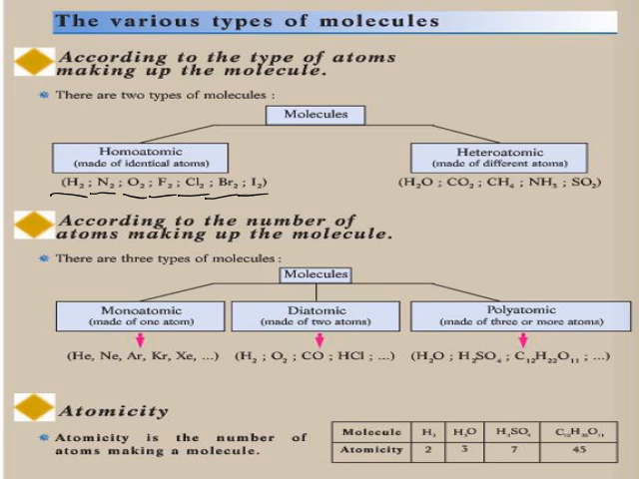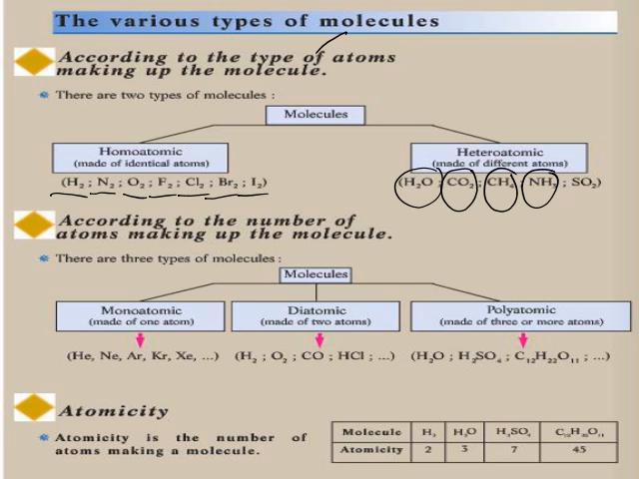While heteroatomic is made up of different atoms. H2O is heteroatomic, composed of hydrogen and oxygen. Carbon dioxide is composed of carbon and oxygen. Methane, CH4, is composed of carbon and hydrogen. Ammonia, NH3, sulfur dioxide.